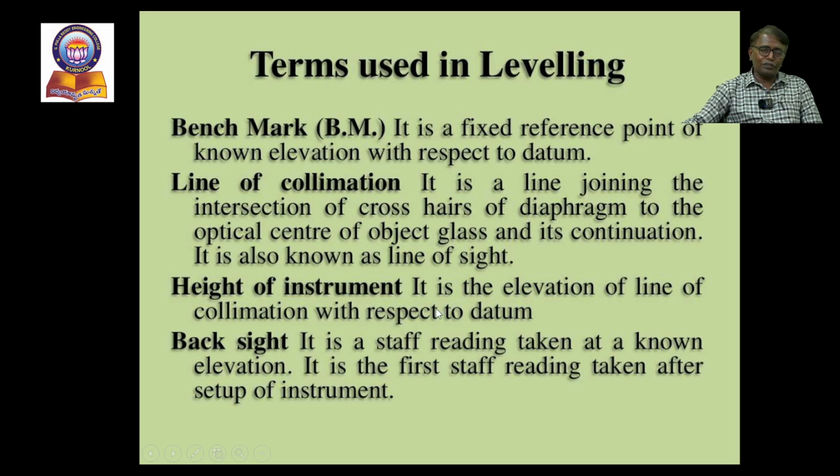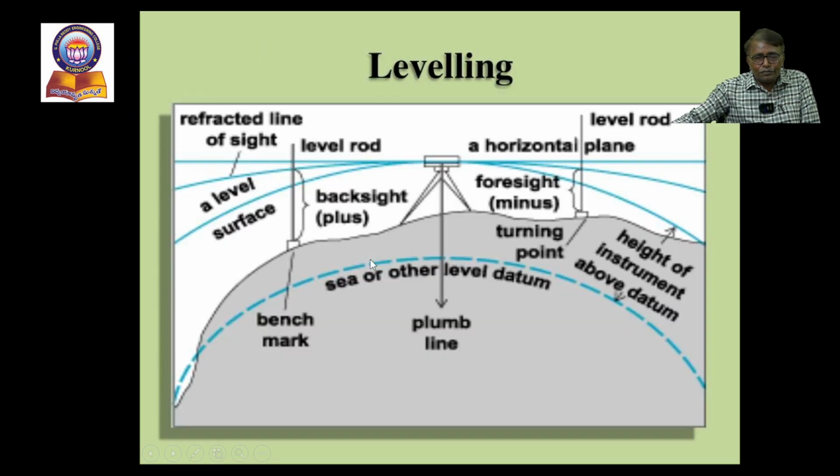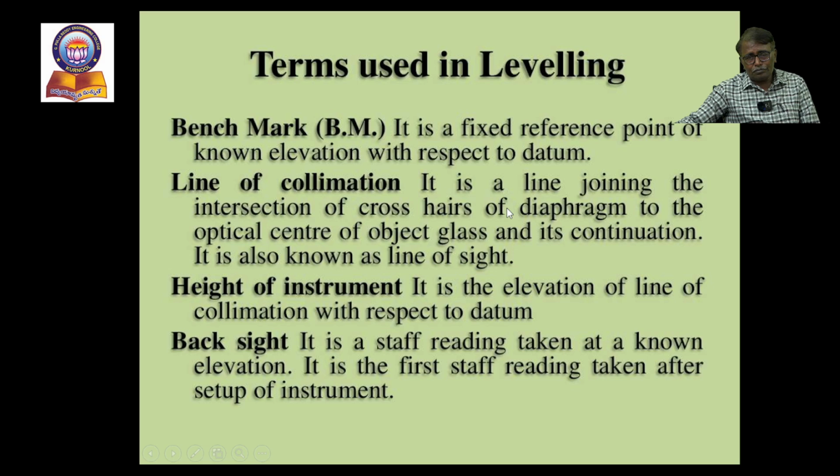Next is height of instrument. It is the elevation of line of collimation with respect to datum. You can see in the figure. So with reference to benchmark, benchmark is established with reference to datum. So this horizontal line is the elevation of the line of sight. That is known as height of instrument. Height of instrument is the elevation of the line of collimation with respect to datum.